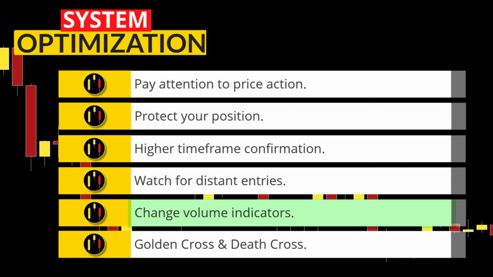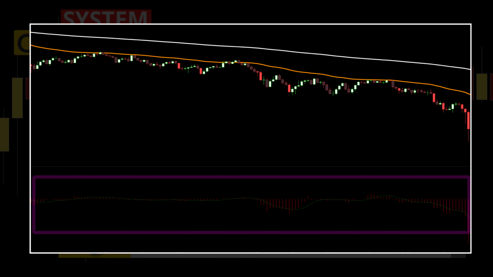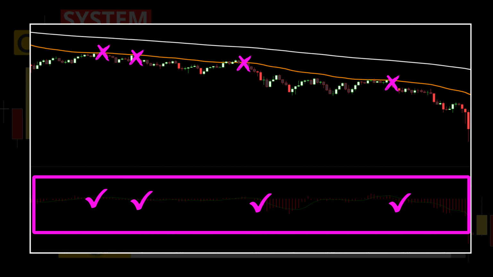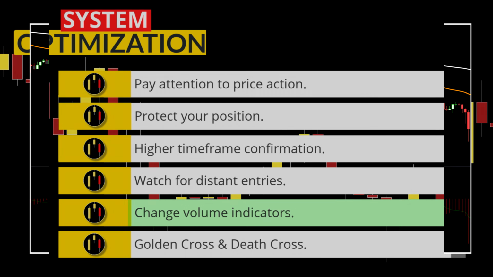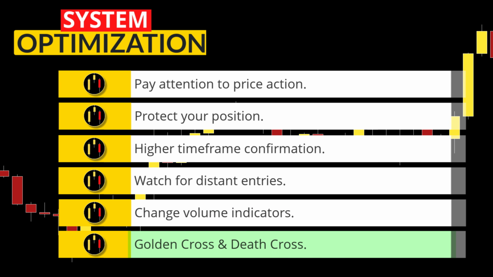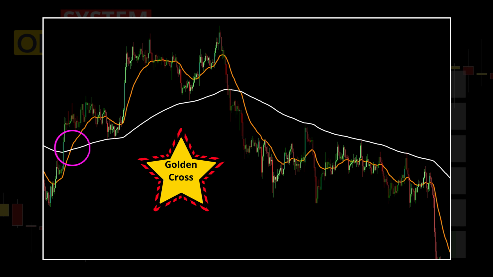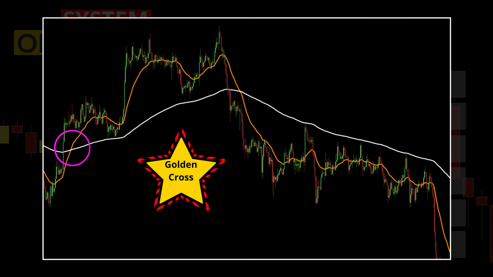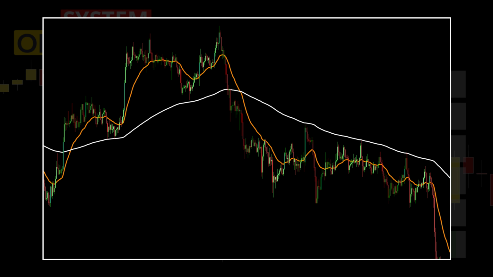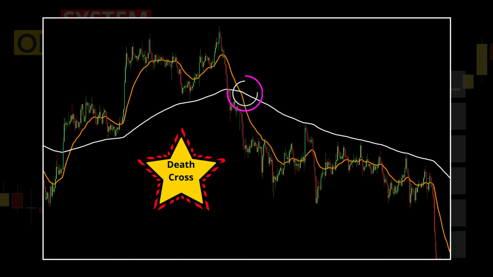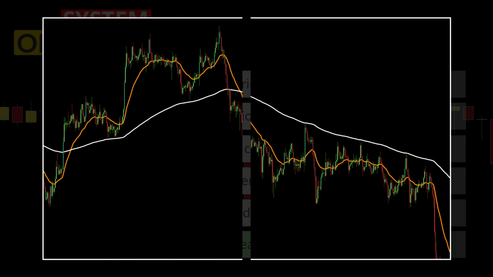Next, there are many volume indicators that you can test, like the time segmented volume indicator I used in a previous system. You can see the high volume bar indicator does not get you into any of these potential setups, but the TSV does. Furthermore, watch for crosses of the EMAs. When the 50 EMA crosses above the 200 EMA, that is called a golden cross and considered very bullish. And the opposite is called a death cross and is very bearish. Pay attention to signals right after these events happen on a chart.